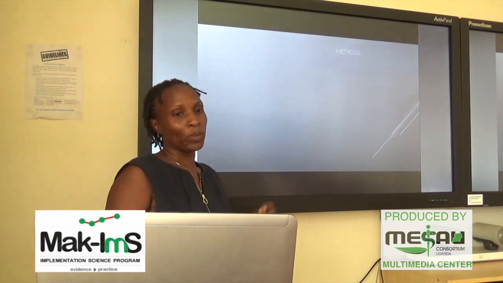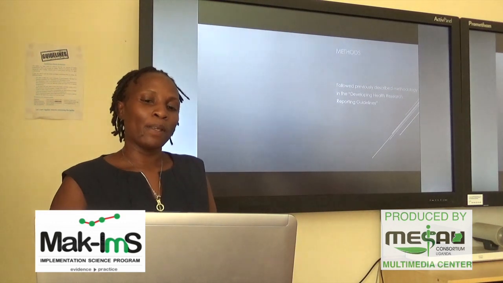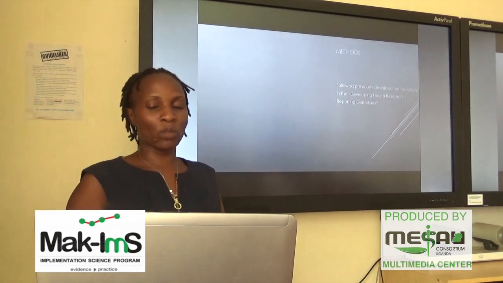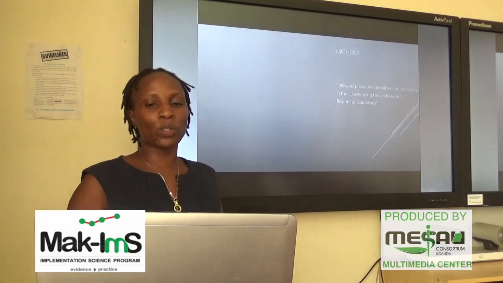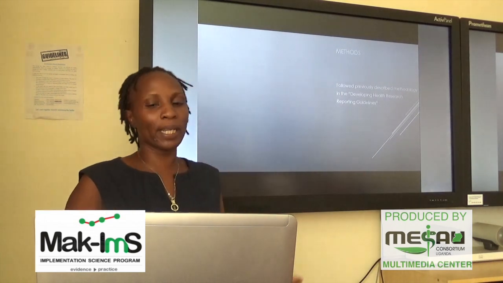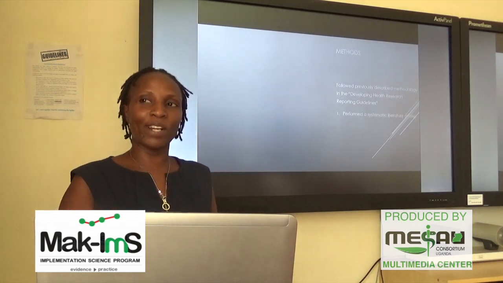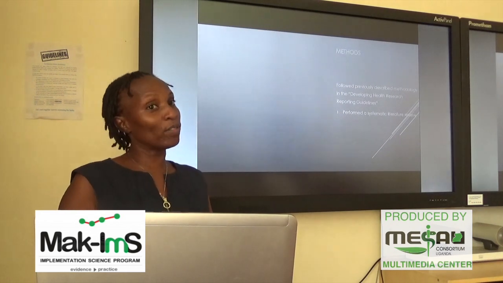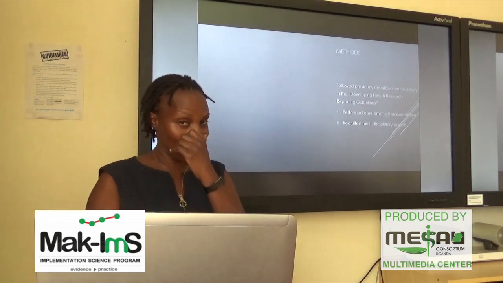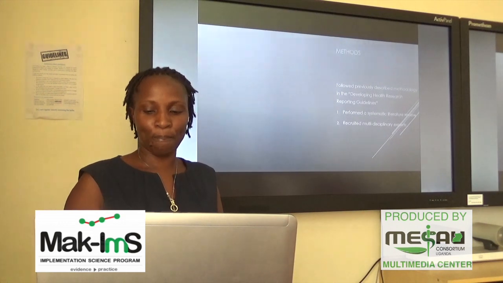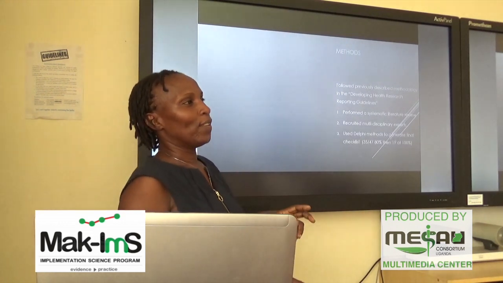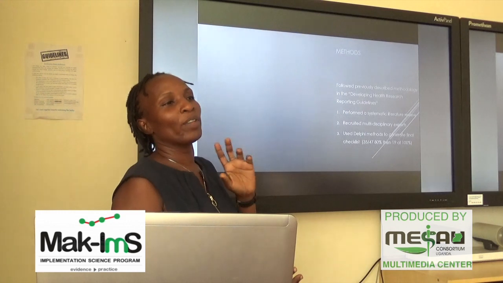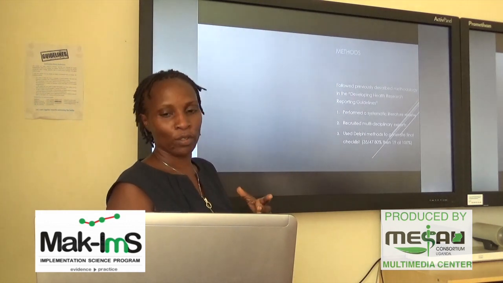What methods were used to develop these STARI guidelines? There was previously some methodology in the literature about developing health research reporting guidelines, and so the authors used that framework. They performed a systematic literature review of literature available reporting on implementation studies. They then compiled a list of experts in the implementation field.